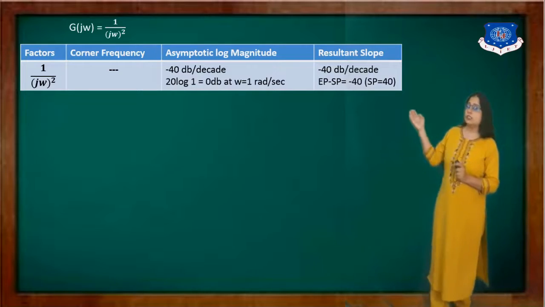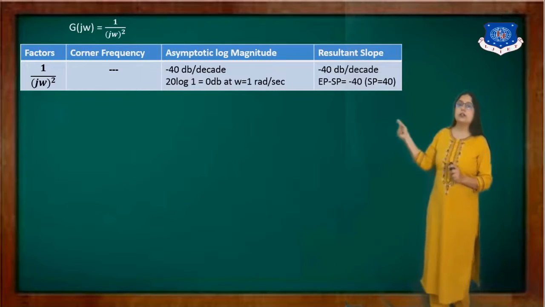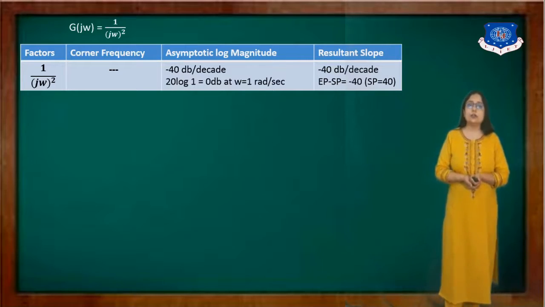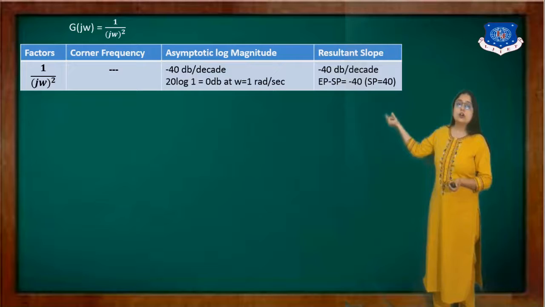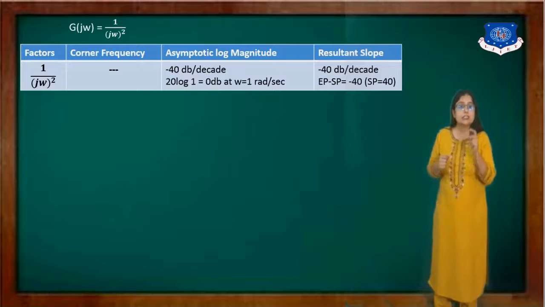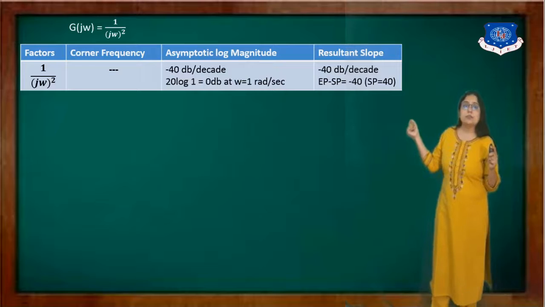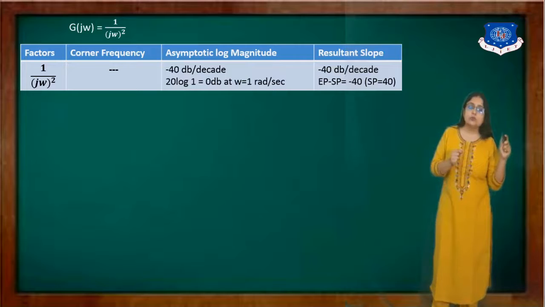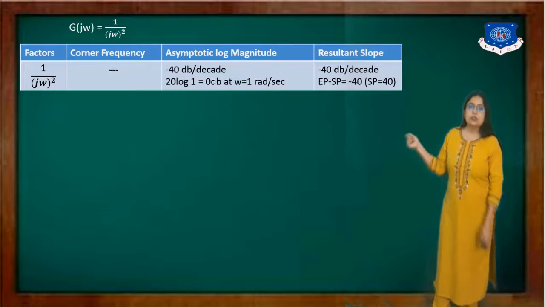And then you have to write down 20 log of 1, since instead of K you substitute 1. And we know that log 1 is 0. So it's 0 dB at omega equal to 1. Whatever the answer, that 0 dB is your end point. We use the equation EP minus SP equal to slope. For EP you substitute 0. Then 0 minus SP equal to minus 40. So my starting point of the graph is 40.